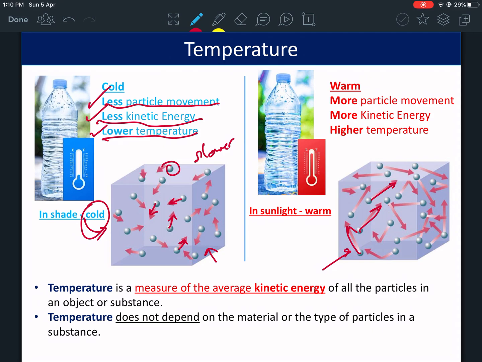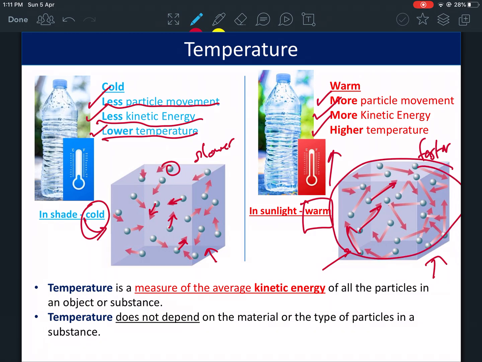Now look at this one. This is in the sunlight. It's warmer. The particles are moving faster. That means more particle movement, more kinetic energy, and it means they have a higher temperature. When the particles move faster, the temperature is higher usually. So temperature is a measure of the average kinetic energy of all the particles in an object. If you see here, it has more kinetic energy. That means it has a higher temperature.